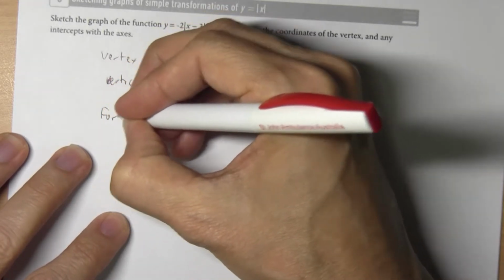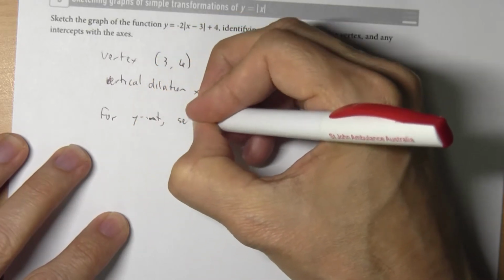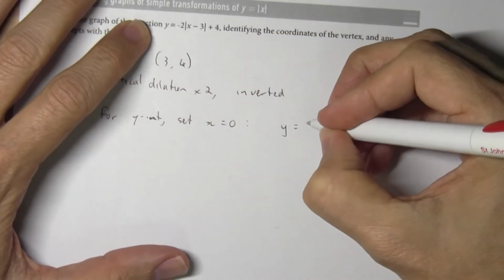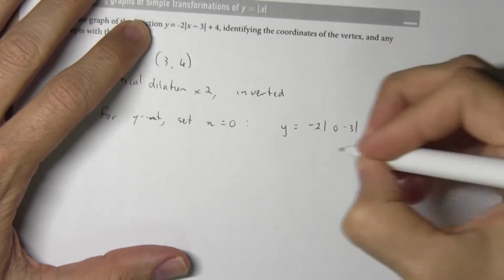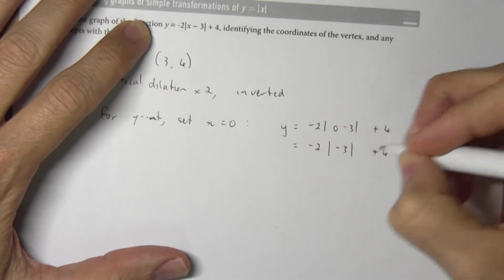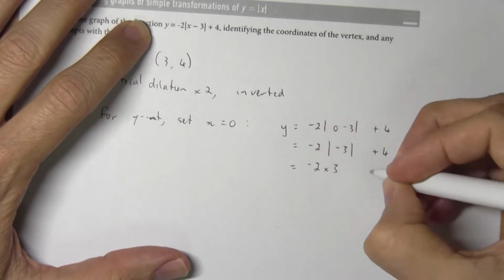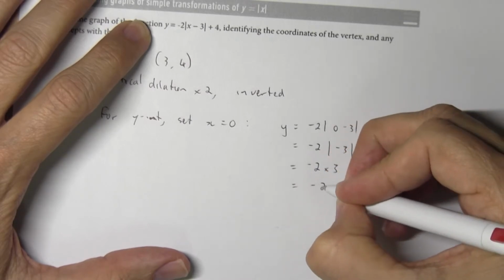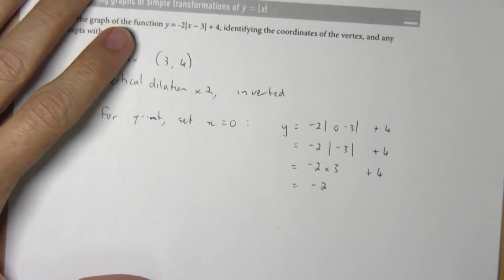So, for the y-intercept, set x equal to 0. y equals -2|0 - 3| + 4. -2|-3| + 4. Well, the absolute value of -3 is +3. That's -6 plus 4, which is -2. That's the y-intercept. What about the x?